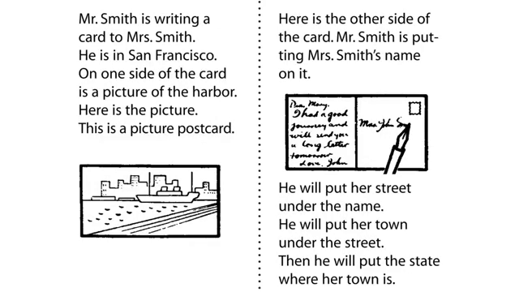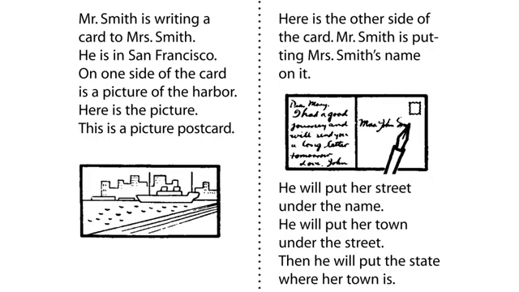Mr. Smith is writing a card to Mrs. Smith. He is in San Francisco. On one side of the card is a picture of the harbor. Here is the picture. This is a picture postcard. Here is the other side of the card.